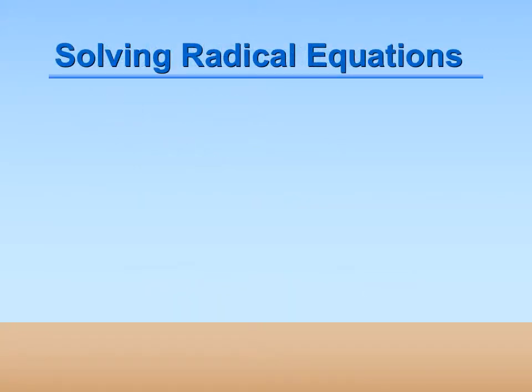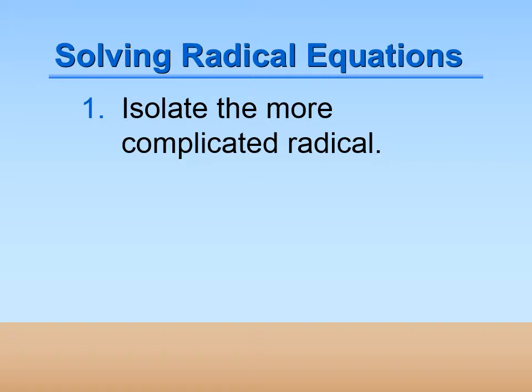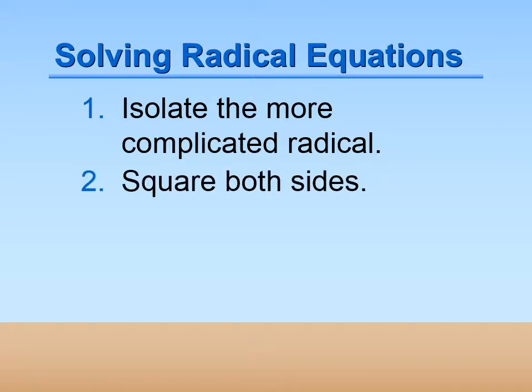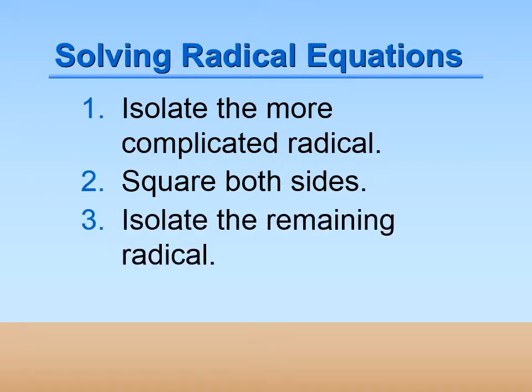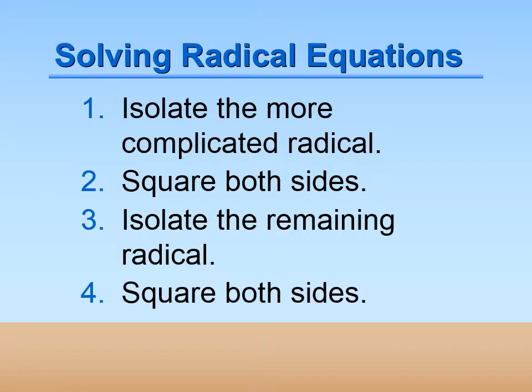So here are your new steps for solving complicated radical equations where radicals don't match. Step 1, isolate the more complicated radical. Step 2, square both sides. Step 3, isolate the remaining radical. Step 4, square both sides again. And then step 5, solve for x.